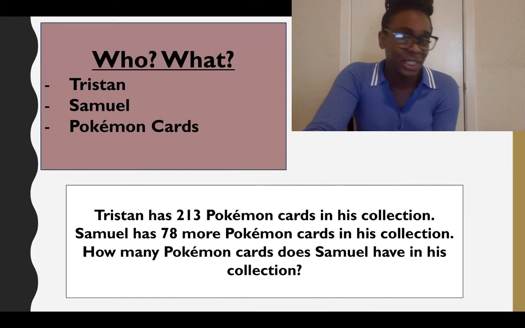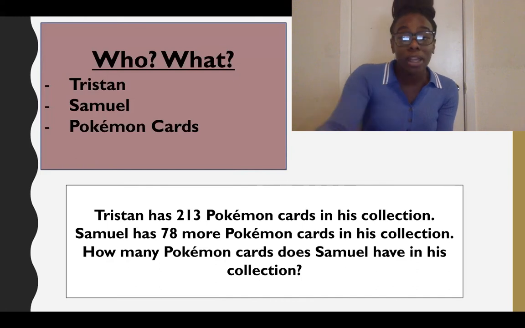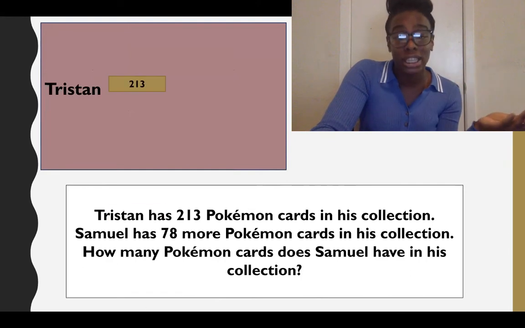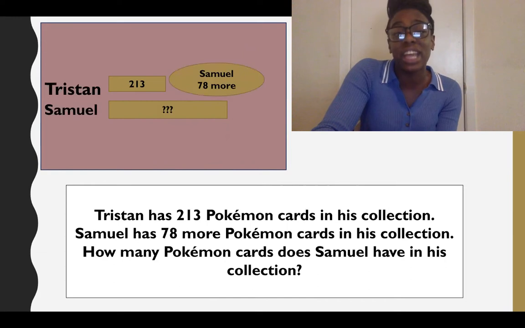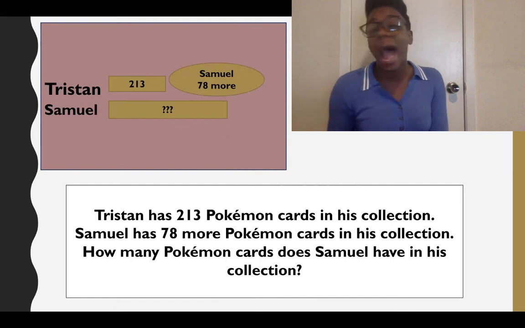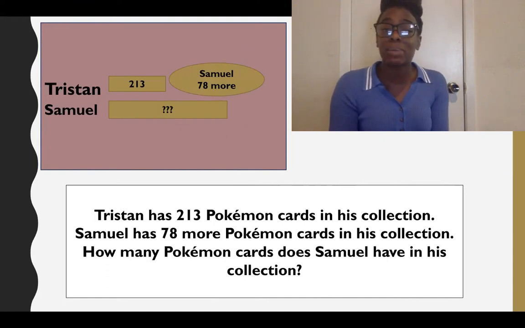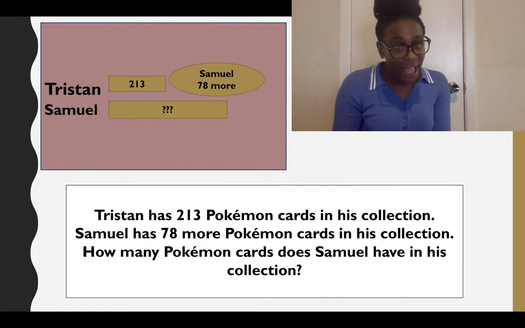So who and what is this problem talking about? From reading it, I know that the problem is talking about Tristan, Samuel, and Pokemon cards. It's telling me that Tristan has how many Pokemon cards? 213 cards. Now, how many does Samuel have? We actually don't know. All it's telling us is that Samuel has 78 more Pokemon cards than Tristan. So I know that Samuel has more, but I don't know exactly how much more. But the key word that stands out in this word problem is what? More. So if it's telling me that Samuel has 78 more, I need to add 213 plus 78.